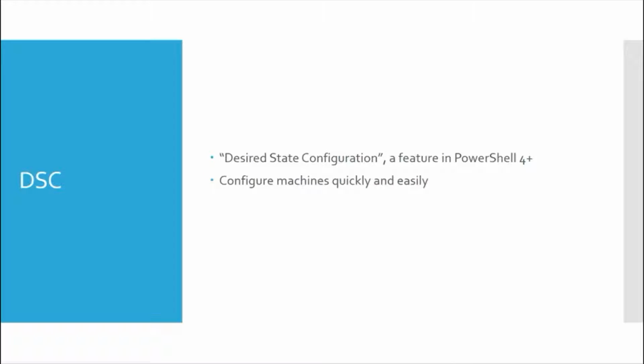So the answer to that is using DSC. DSC stands for Desired State Configuration. It's a feature we added in PowerShell in version 4. We've continued improving it through version 5. And it allows you to configure machines quickly and easily by handing off a configuration document that says, this is the state I want my machine to end up in.